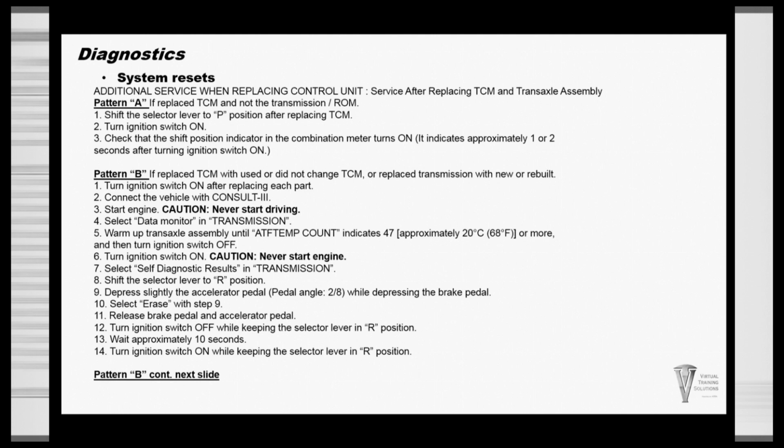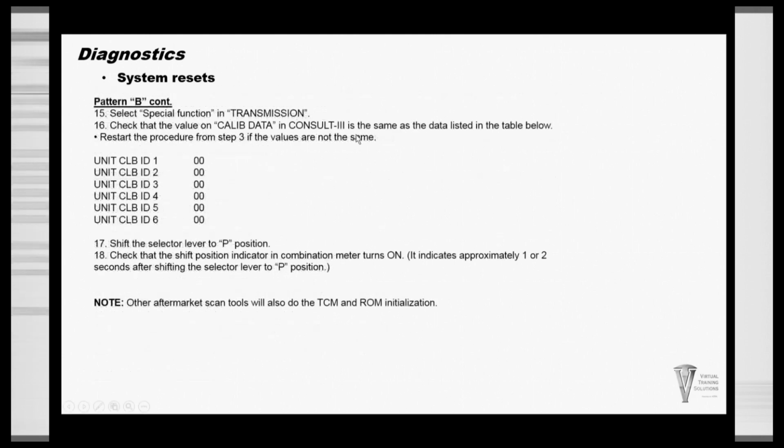Step 11, they want you to release the brake pedal and the accelerator pedal. Turn the ignition switch off, leaving the selector in the reverse position. Wait approximately 10 seconds. Turn the ignition switch on, keeping the selector in the reverse position. So we are continuing on to pattern B.